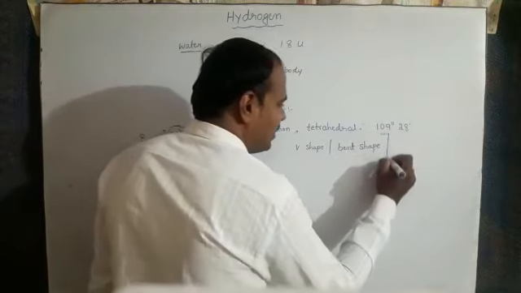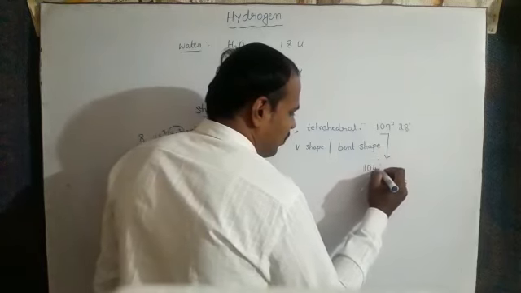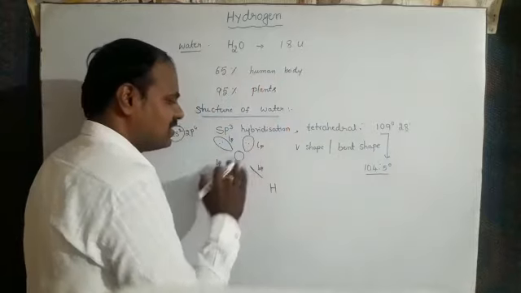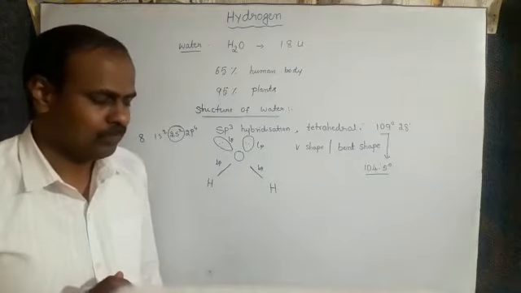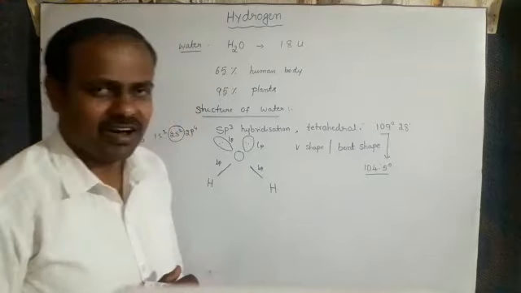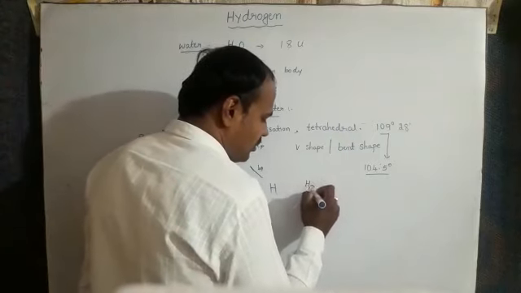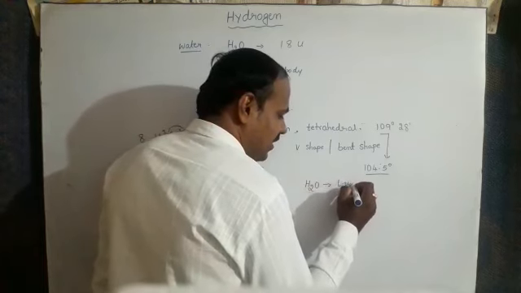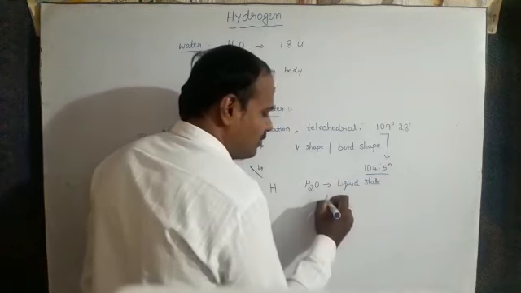And the bond angle reduces to 104.5 degrees due to the presence of lone pair and bond pair repulsion. Water is a colorless, tasteless, odorless liquid. The H2O molecule always exists in liquid state because of the presence of hydrogen bonding.